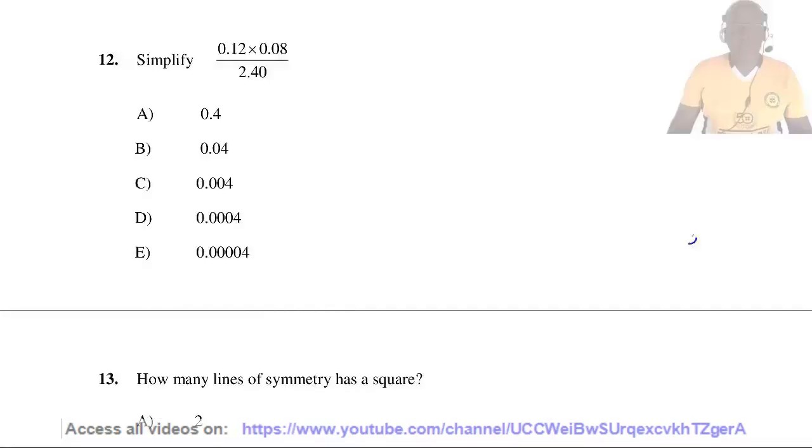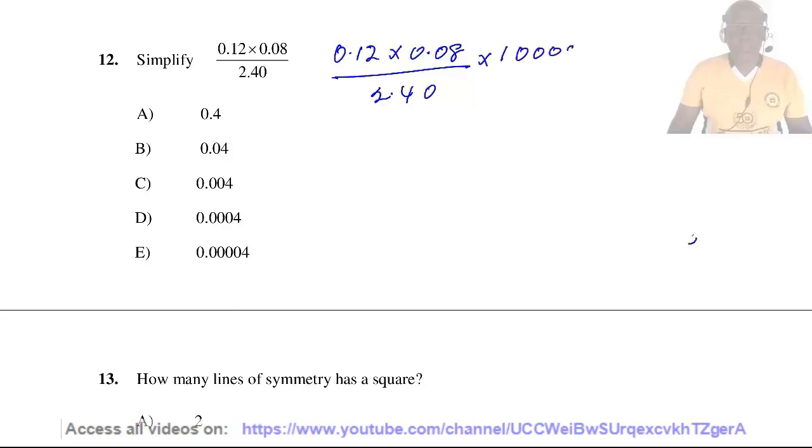Question 12. Simplify 0.12 times 0.08 divided by 2.40. That is 0.12 times 0.08 divided by 2.40. We shall convert all the decimals in the expression into whole numbers. Take note that the top has 1, 2, 3, 4 decimal places. So we shall multiply by 1 with 4 zeros and divide by 1 with 4 zeros.